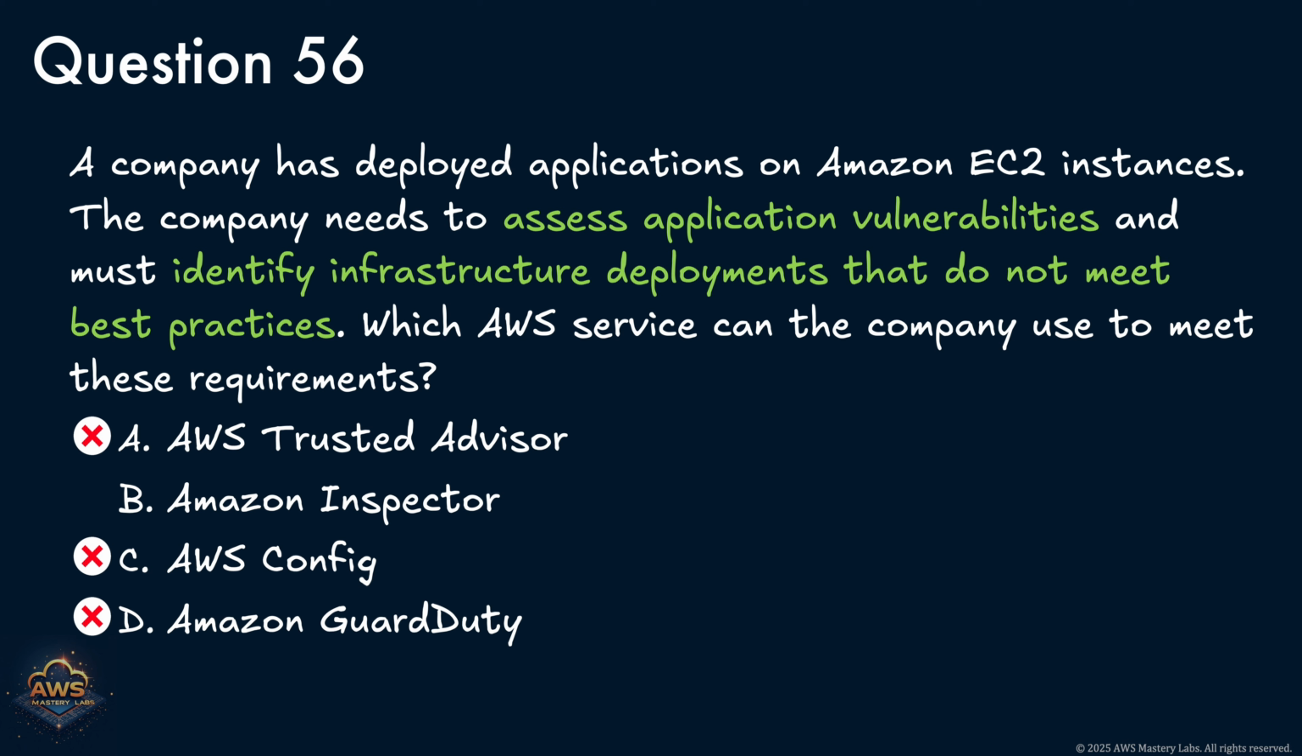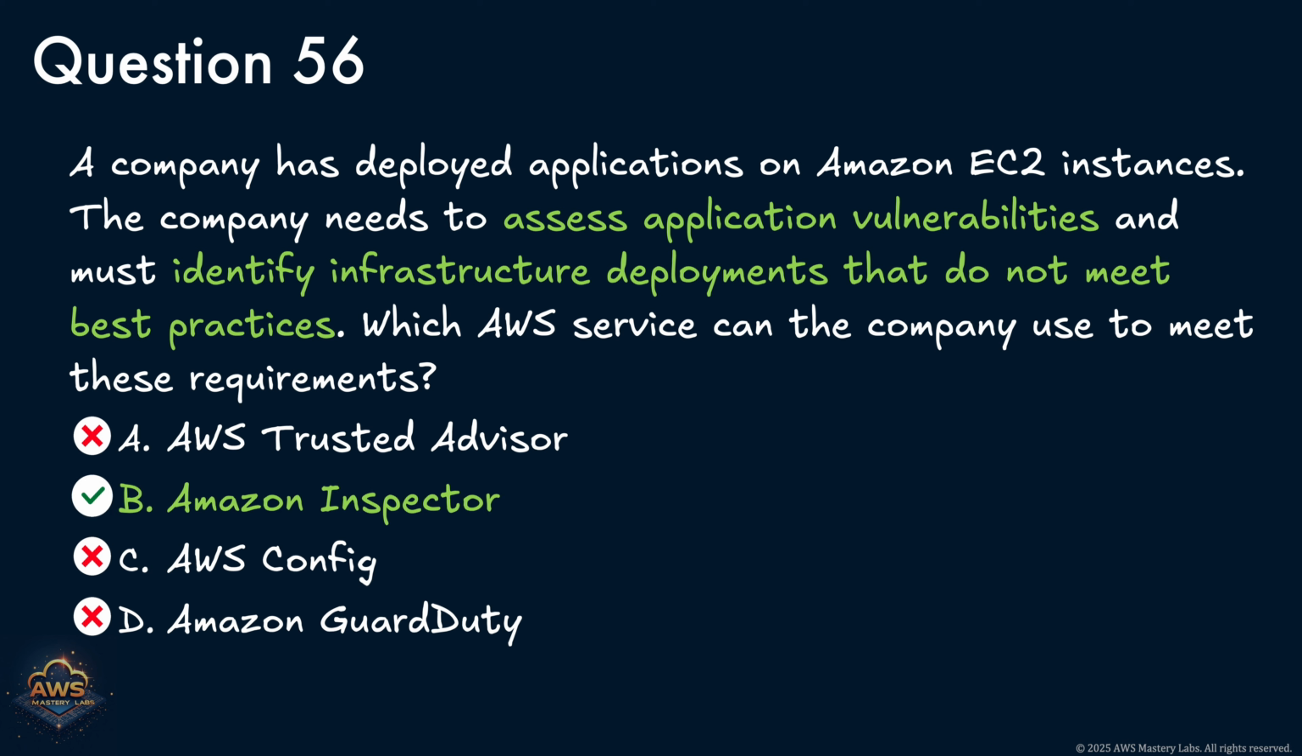Option D, Amazon GuardDuty. GuardDuty is an intelligent threat detection service that analyzes logs from VPC flow logs, DNS logs, and CloudTrail to identify malicious behavior or anomalies. It is excellent for detecting threats but does not scan EC2 instances or assess app-level vulnerabilities. It focuses on monitoring behavior, not assessing infrastructure misconfigurations or vulnerabilities. Incorrect, because GuardDuty detects threats in real time, but doesn't assess app vulnerabilities or architectural best practices.